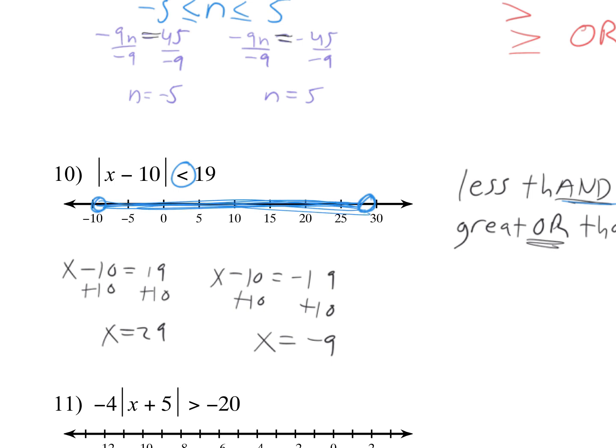So this is your solution as a graph. And if it's an and, your variable is going to go in the middle, your biggest one, your smallest one. And it's always going to be less than. And this is your solution as a graph and an inequality.